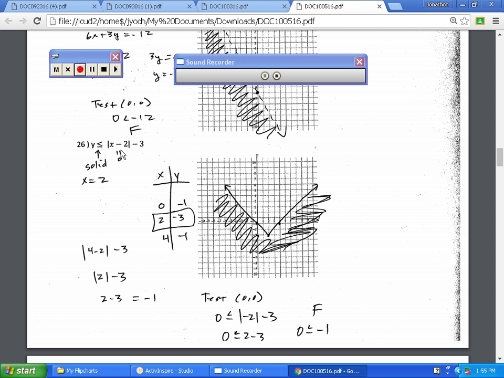26. It's an absolute value inequality, so you're going to solve it like an absolute value. You're going to set x minus 2 equal to 0. X is 2. That's the y-coordinate of the vertex, negative 3. 2 to the left is 0. 2 to the right is 4.